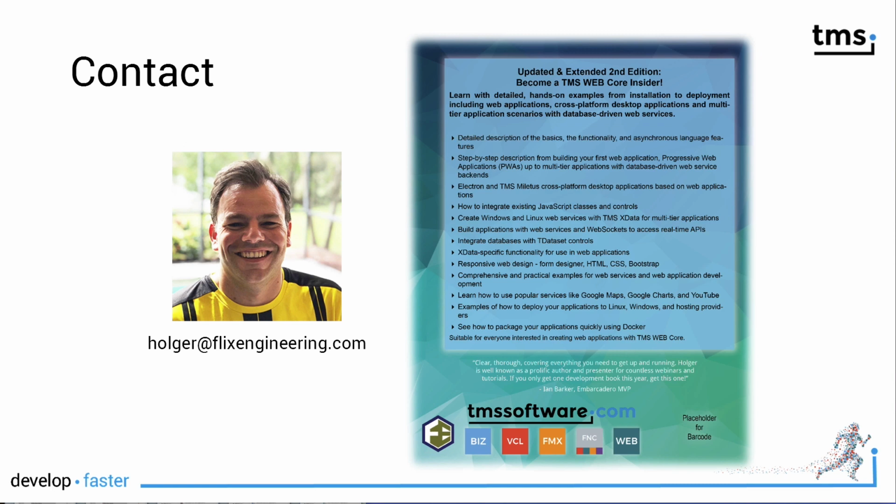And then one of the biggest parts in the book as well is how you can deploy your applications to Linux, Windows, hosting providers, and then using Docker. So you can wrap your TMS Web Core application in a Docker container, send this Docker container to a customer, and the customer can run your web application in their own network without having to bother about a web server or anything. Even the database backend can be hosted in this. So the customer or you yourself can set up the whole scenario. The multi-tier development becomes really, really easy with Docker. And all of this is being shown in the book.